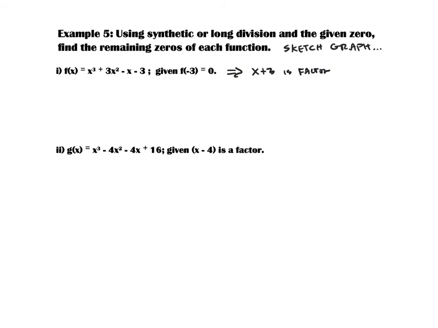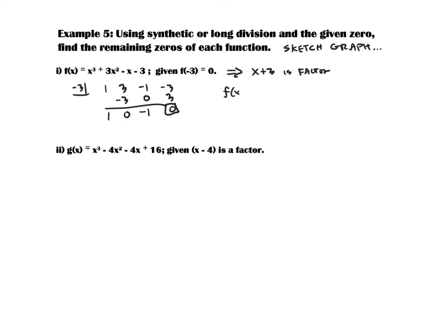Okay, so let's do a little division here. So x plus 3. Oh, you know what? I'm going to go synthetic. Yeah, that's what I'm going to do. So I'm going to use negative 3. I'm going to use 1, 3, negative 1, negative 3. And because I know this is a factor, that should be a 0. So I drop the 1, multiply, add, multiply, add, multiply. Look at that. I get a 0.